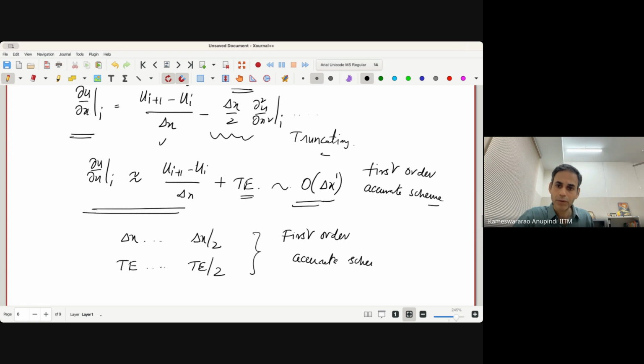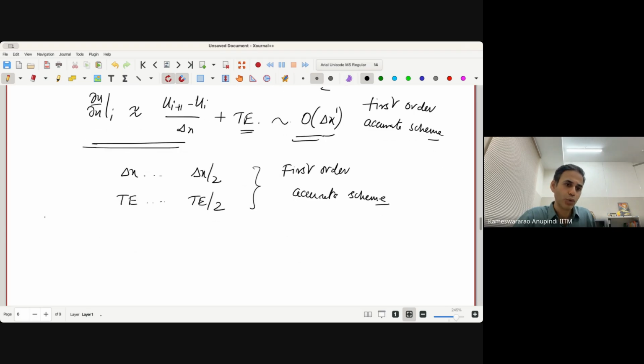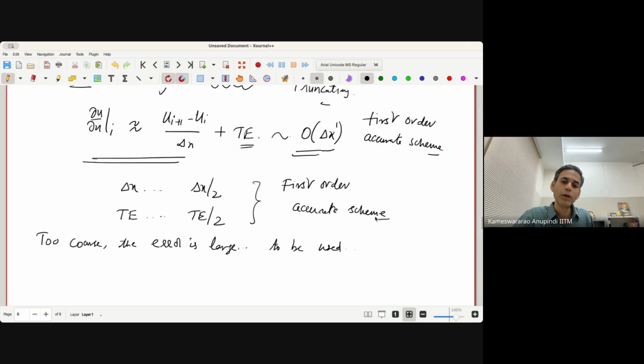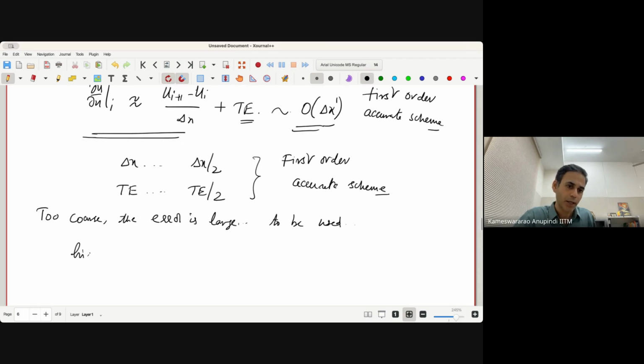Now, of course, first order accurate schemes are too poor, because the error is large, and are too poor to be used in general in any calculation. So as a result, we will resort to somewhat higher order, something like second order accurate schemes, or even third order accurate schemes in the calculation of the derivatives and so on. So we have to come up with a particular method.